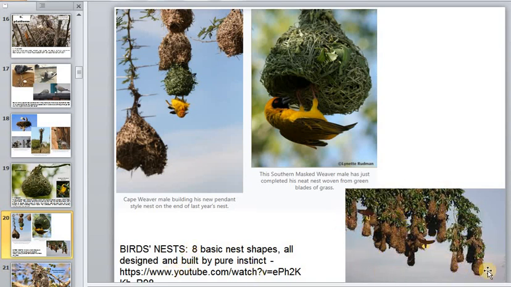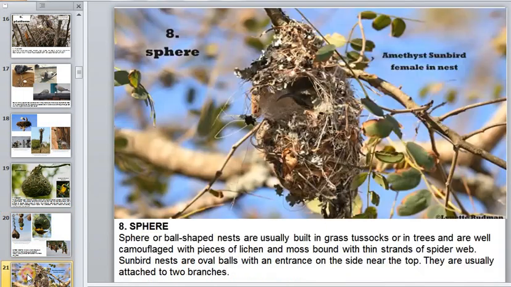And about these big colonies of nests, we will talk about it soon.